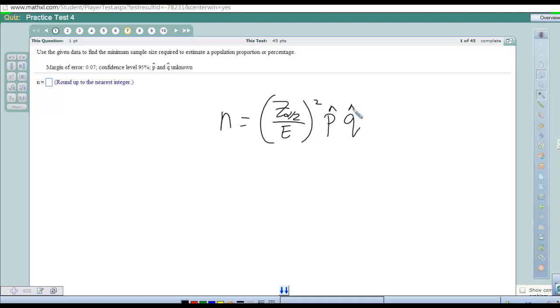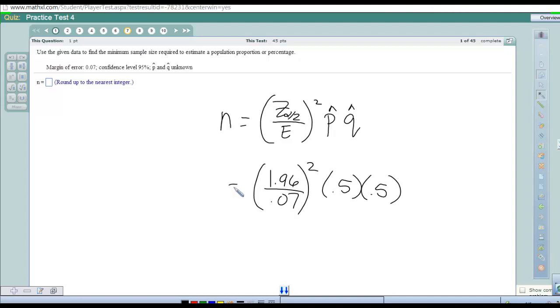Okay? So in this problem, the margin of error is 0.07. And we're doing 95% confidence. Proportion tests and intervals are always Z test. So 95% confidence corresponds to 1.96. We're going to square that. And then here it says P hat and Q hat are unknown. So we estimate them to be what? Well, each of them is 0.5. And when you multiply that together, you get the 0.25.